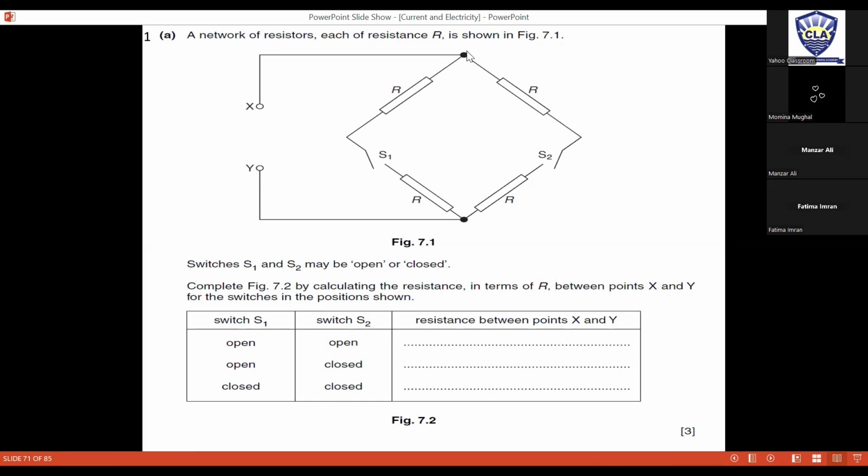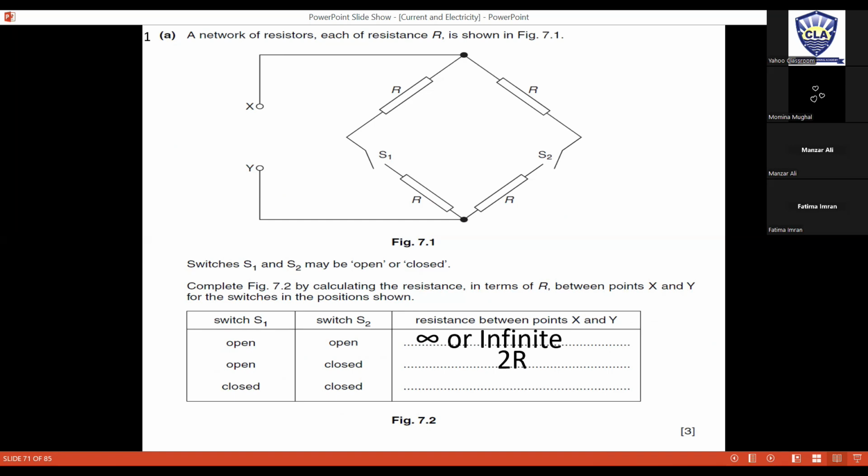If S1 is open, no current can flow from this side. If S2 is open, no current can flow from this side. If no current can flow, then the resistance is infinite. So if both switches are open, there will be infinite resistance. If S1 is open and S2 is closed, it means no current will flow from this side, but it will flow from the other branch. And in this case, both the resistors will be in series. So your total resistance will be 2R.